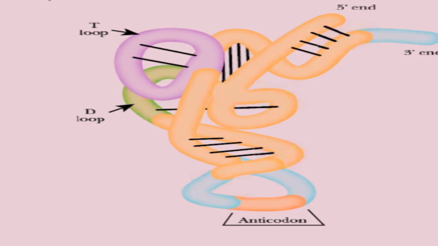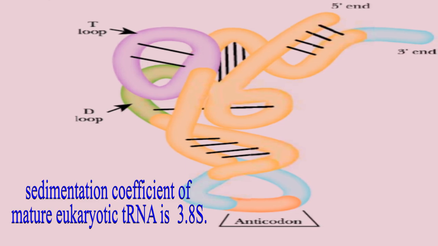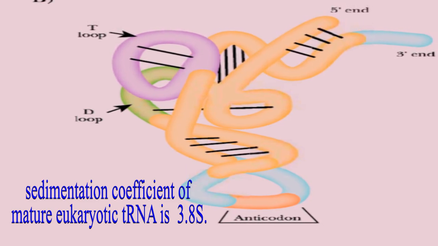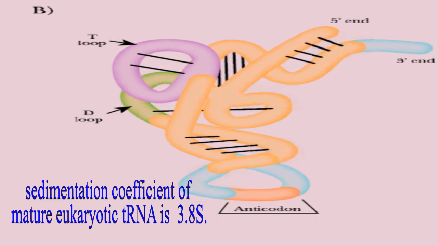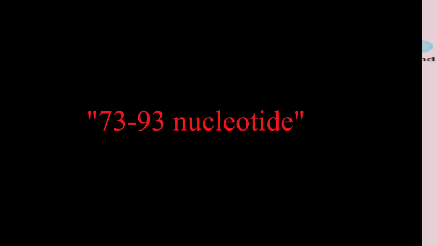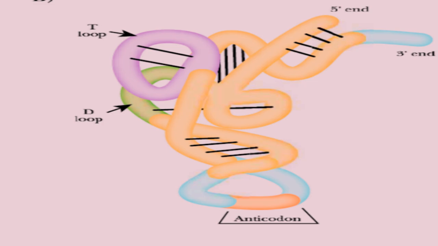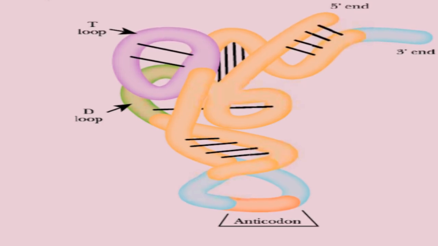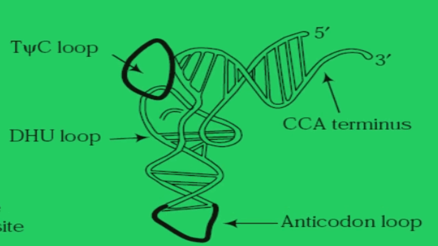Here are the key facts. Its sedimentation coefficient is 3.8S. This reflects its size and mass during centrifugation. It is composed of 73 to 93 nucleotides. Its structure includes a unique clover leaf shape which folds into an L shape in 3D.